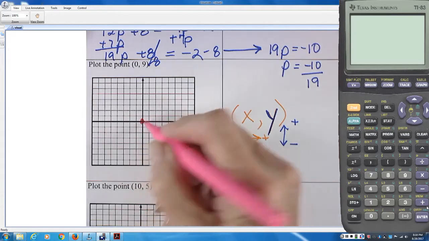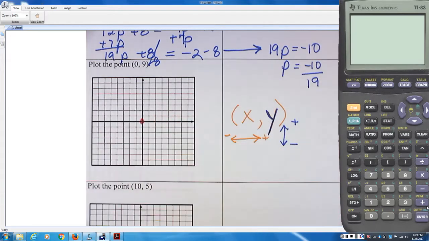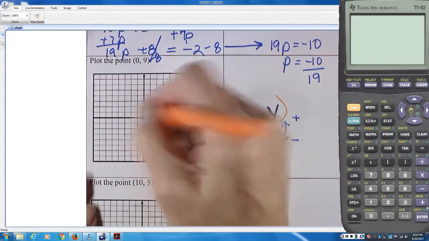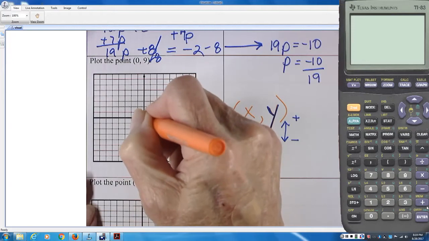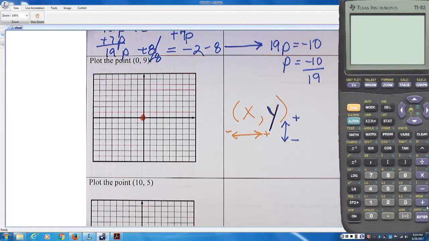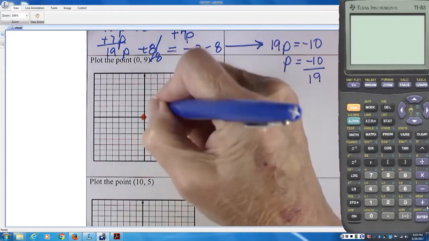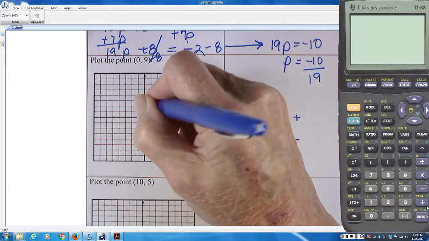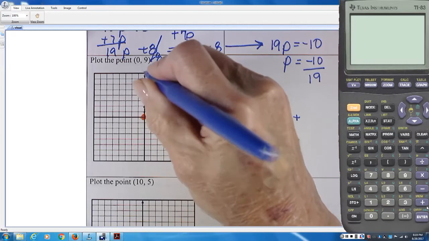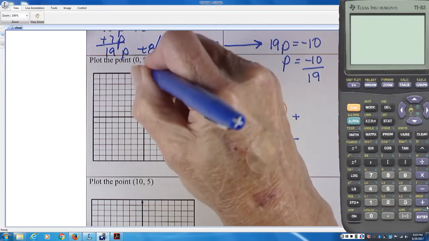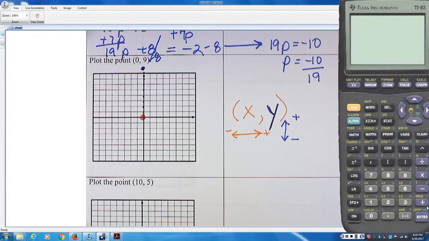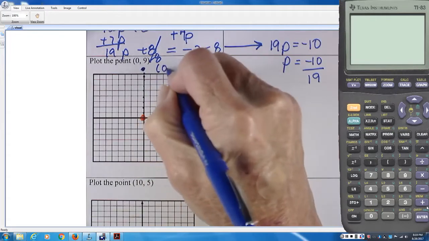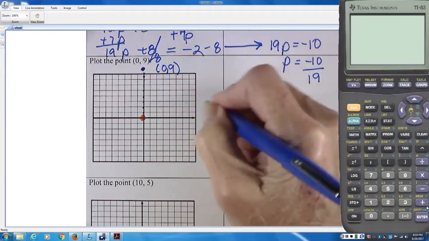So you start there, and this tells me that once I start at 0, 0, because X is 0, I'm not going to move at all back and forth. I'm going to stay right there. But from there, because the Y is 9, I'm going to go up 1, 2, 3, 4, 5, 6, 7, 8. Okay, 9 would be right there. I didn't make my grid big enough. So that's the point 0, 9. And that's assuming that each one of these is 1.